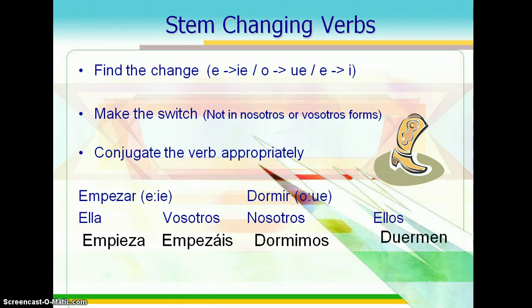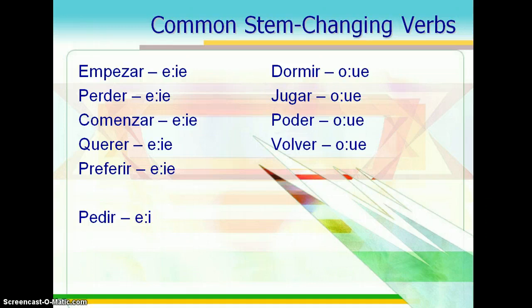Again, we just kind of have to practice these and remember them. These are some of the common ones. Most of these we've been exposed to over the last 2 to 3 years. So empezar, to begin. Perder, to lose. Comenzar is also to begin, commence. Querer, to want. Preferir, to prefer. Pedir, to order or to ask for. Dormir, to sleep. Jugar, to play. Poder, to be able to, and volver, to return.